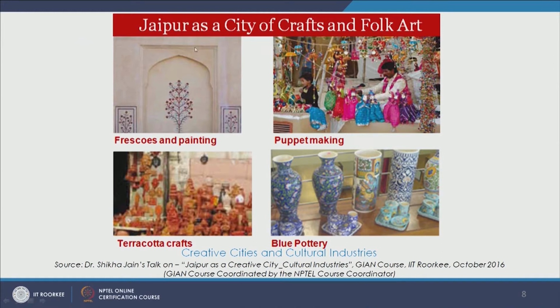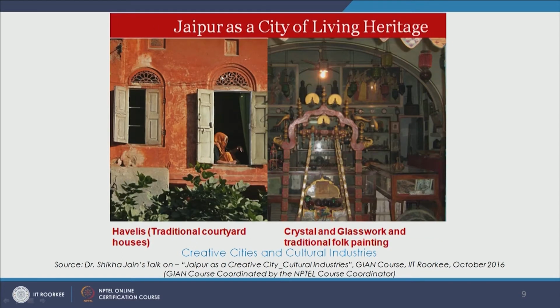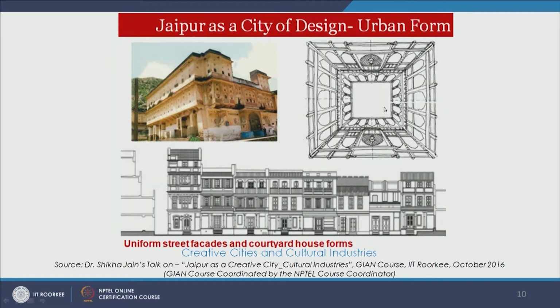We saw in our previous modules the specific case of Jaipur and how it got designated as a creative city, and how Jaipur is known for its varied creative and cultural industries. It is seen as a city of crafts and folk art, and we see different kinds of craft there. It's also seen as a city of living heritage, known for its havelis and its varied kinds of artistic expressions. So that is another category.